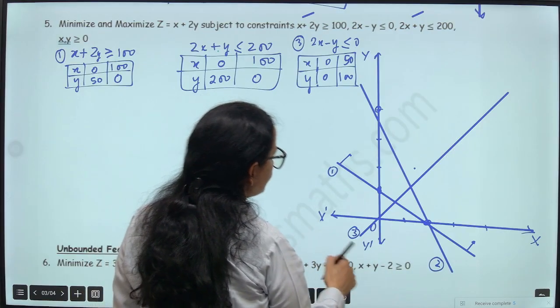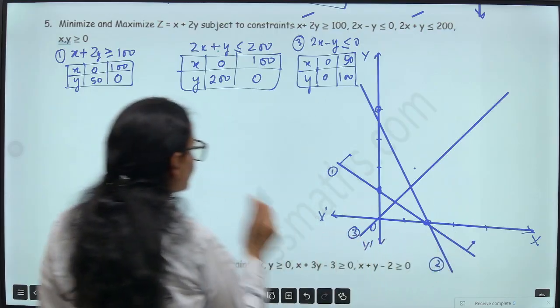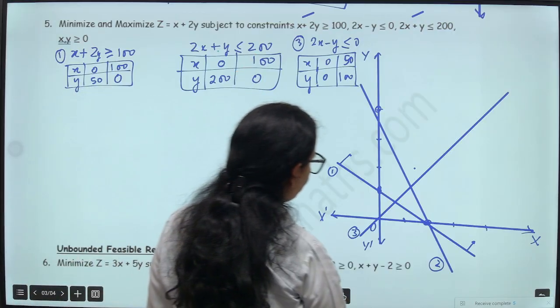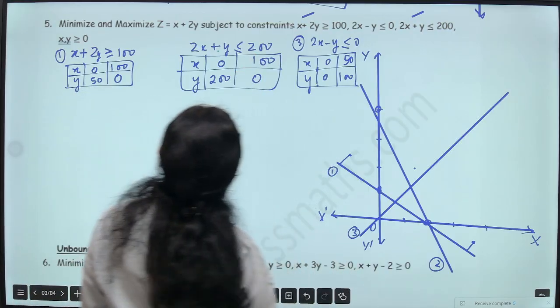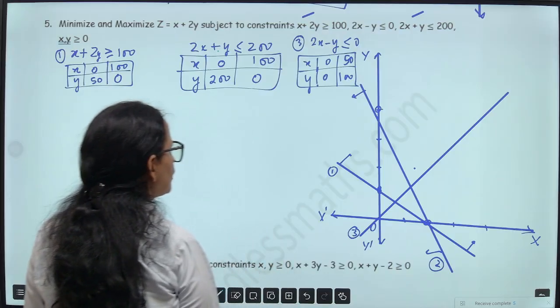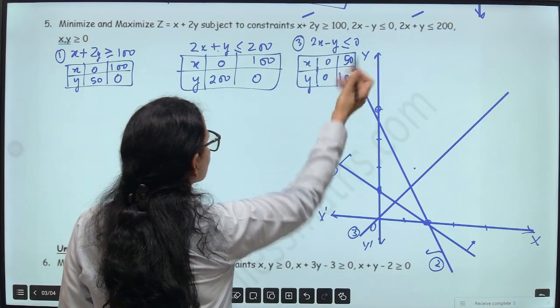Now where is the feasible region? For this we have marked the arrows. For the second inequality, 0, 0, is 0 less than 200? Yes, it is. So that means the feasible region is on this side of the second inequality, and for the third one, 0, 0 less than or equal to 0.